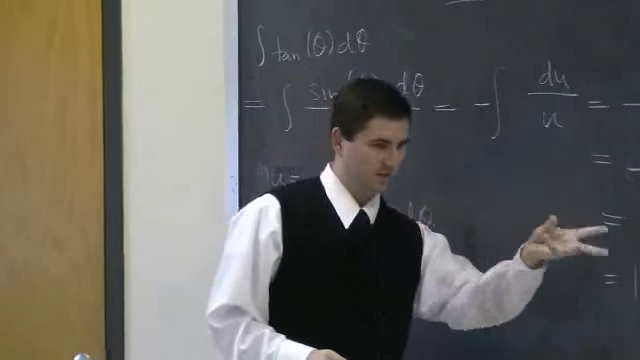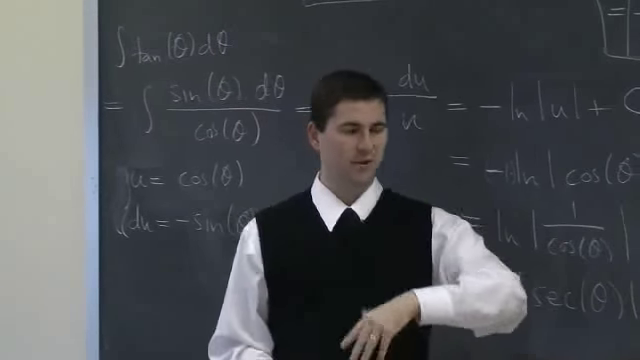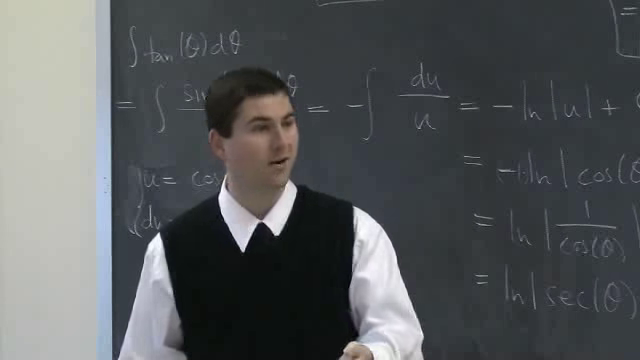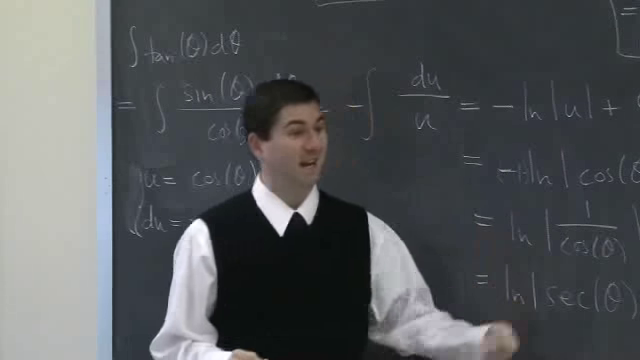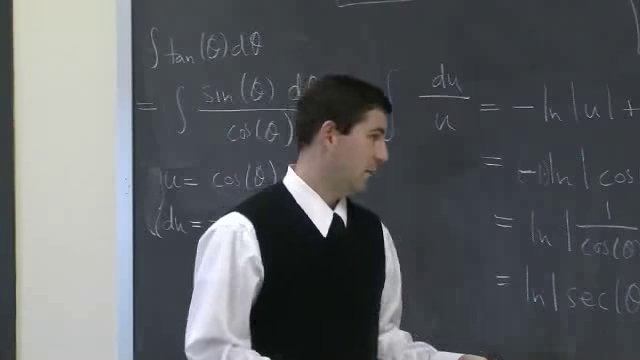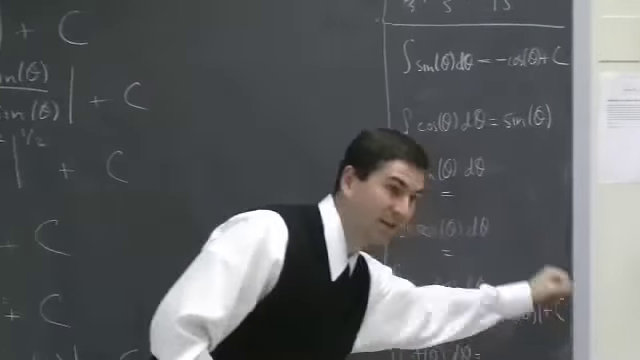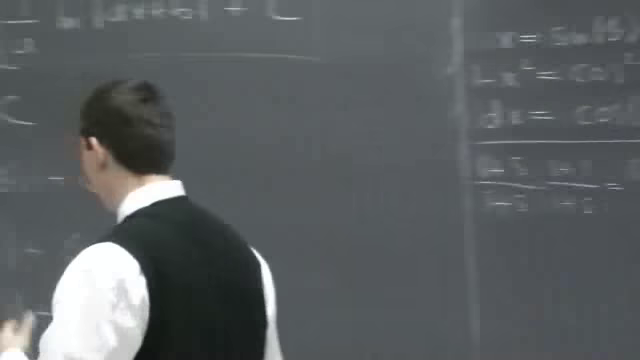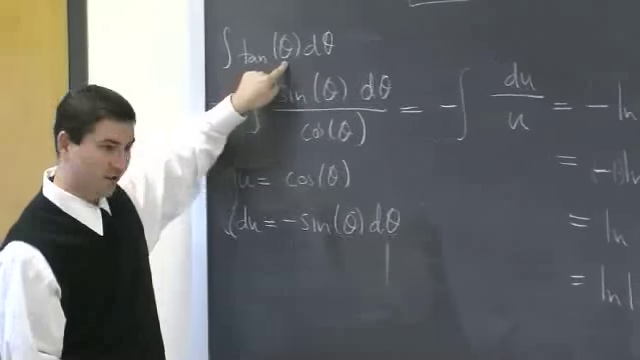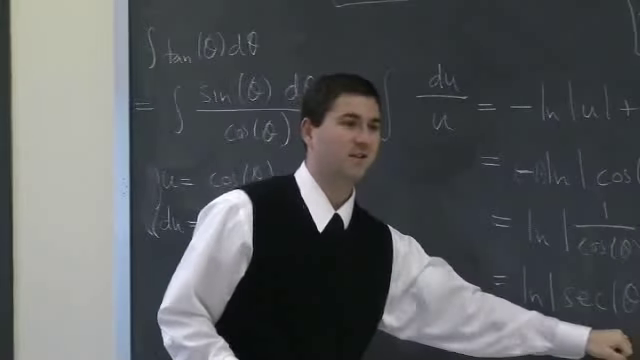And there's always a synergy, right, between tangent and secant. The derivative of tangent is secant squared. The derivative of secant is secant tangent. We just saw that the integral of secant was ln secant plus tangent, right? So it's really fitting that the integral of tangent should be the natural log of secant.